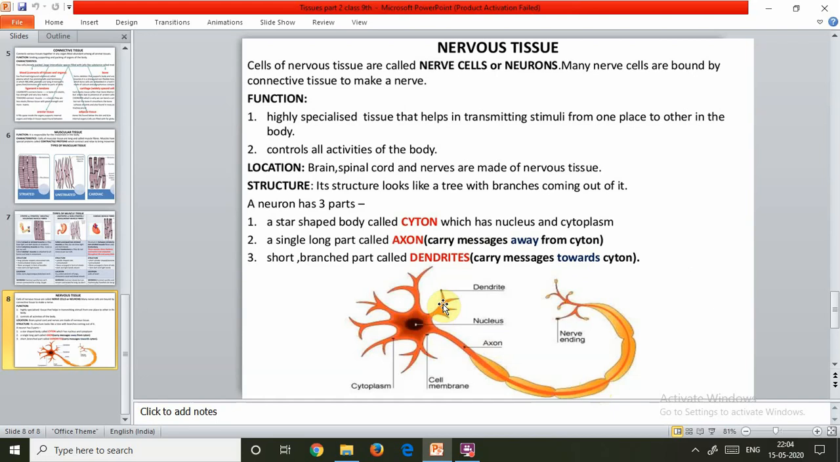The main function of the axon is that it carries impulses away from the cell body, and the function of the dendrite is that it carries impulses towards the cell body. So they function in a vice versa way. So this is the end of your chapter, that is the tissues.